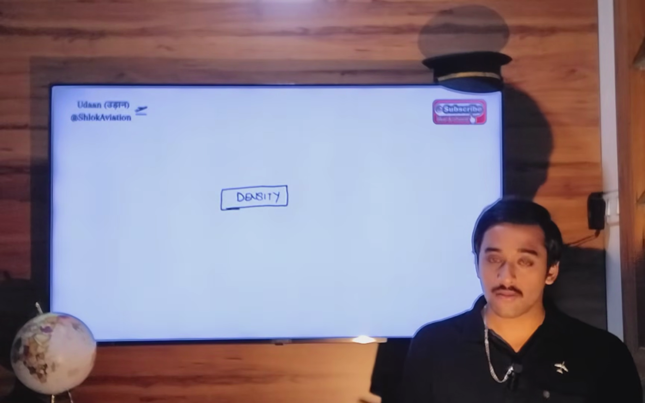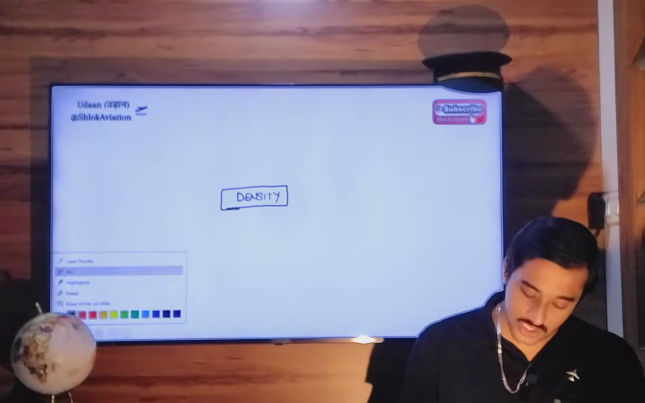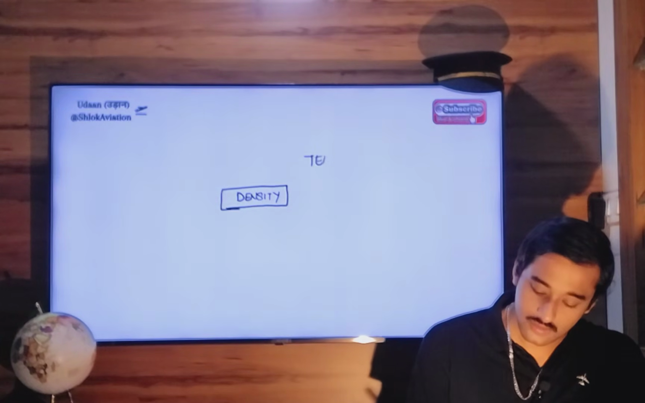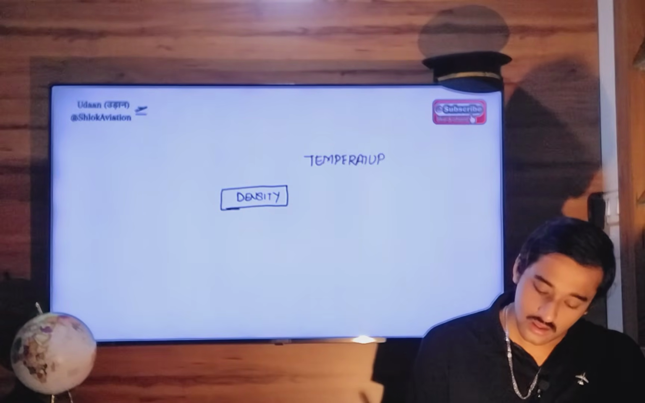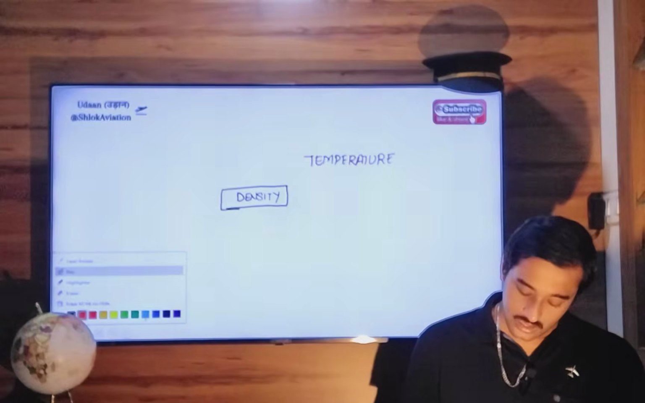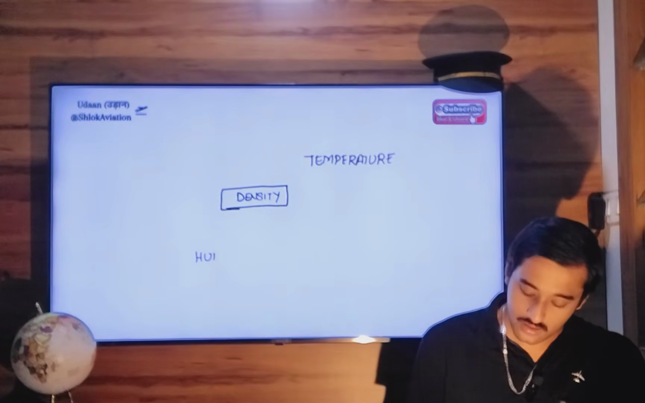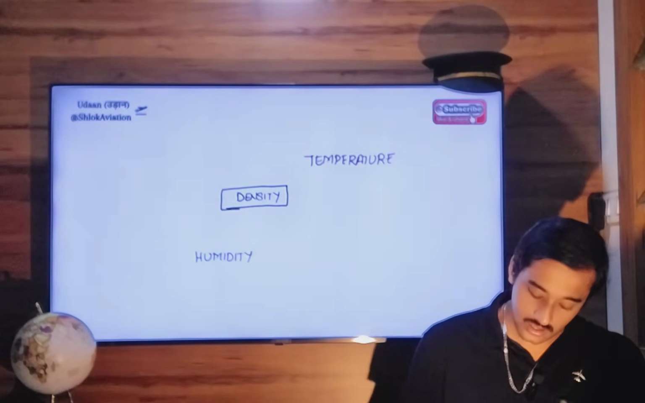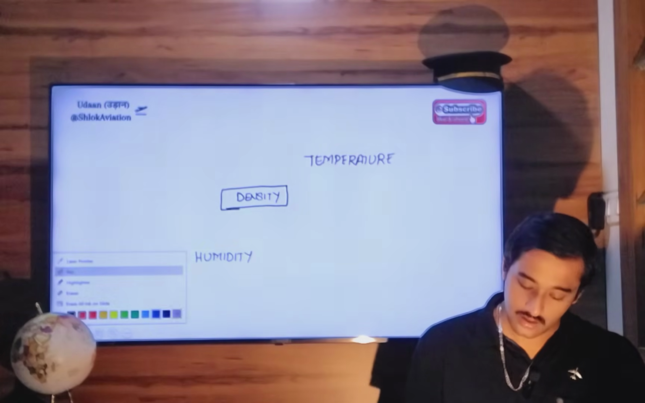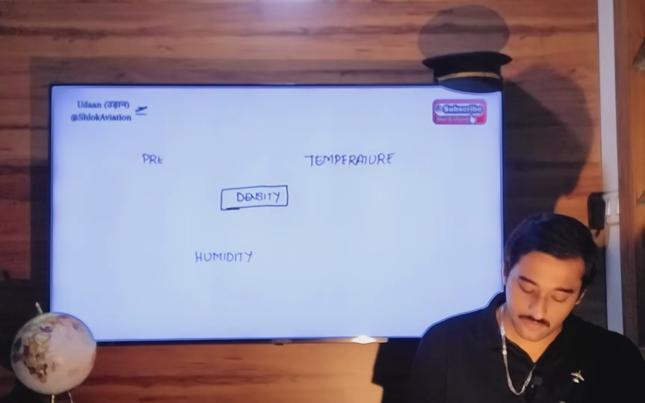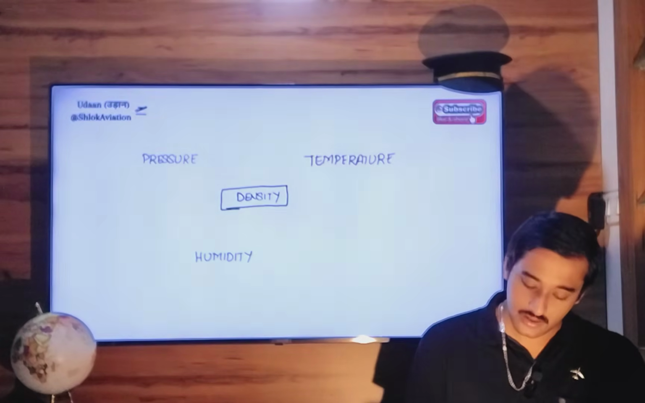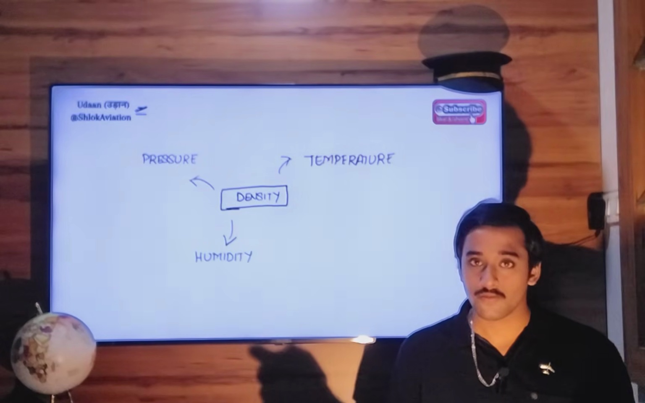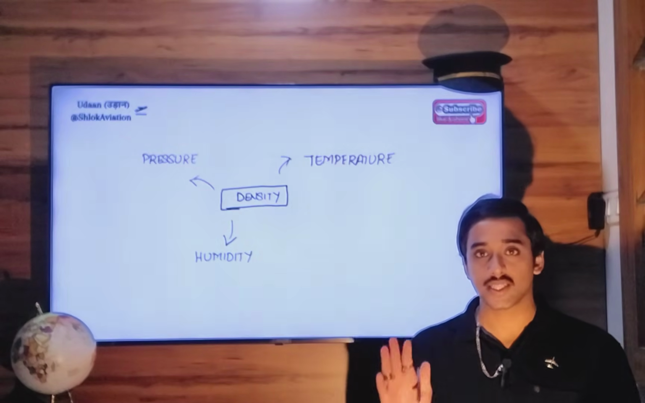Now the density in your atmosphere is controlled by temperature, next humidity, and third atmospheric pressure. Correct? Temperature, humidity, atmospheric pressure. Now let's consider temperature.